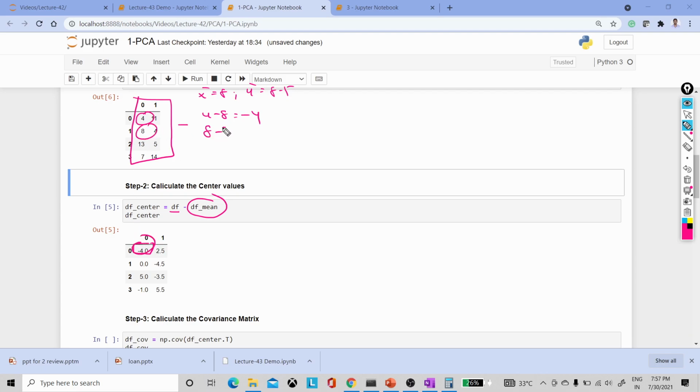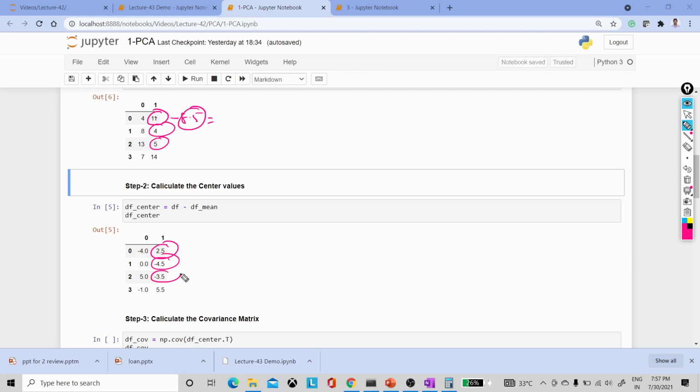8 minus 8, this value is 0. And 13 minus 8, 5. 7 minus 8, minus 1. Similarly 11 minus 8.5, which means this is the y mean, so 11 minus 8.5 is 2.5. 4 minus 8.5, minus 4.5. 5 minus 8.5, minus 3.5. 14 minus 8.5, 5.5. So this is the df center values we calculated.